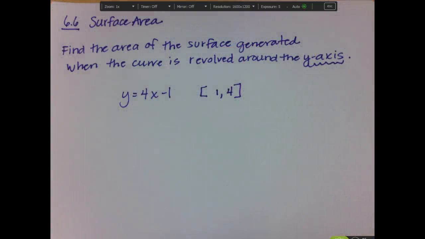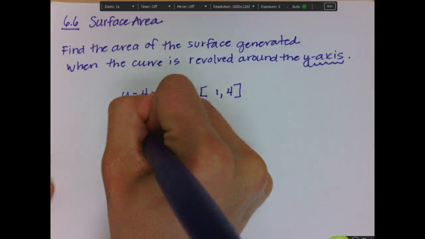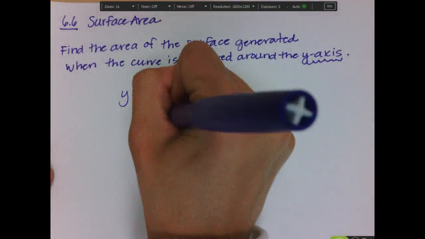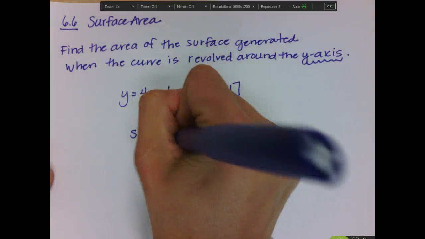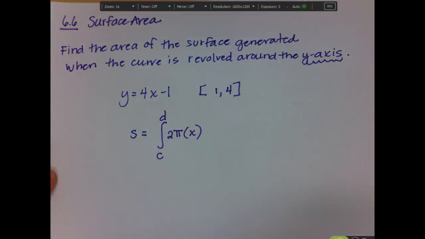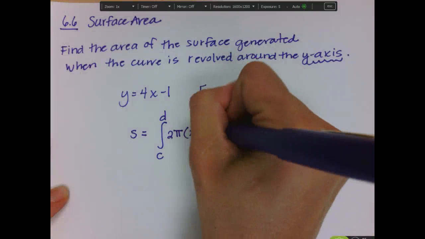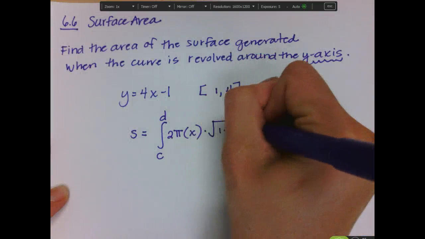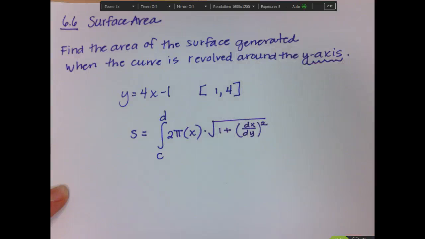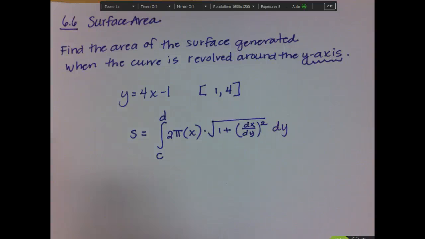So remember, the directions explicitly state that we should revolve this around the y-axis, which means that when we find our surface area, we're going to be integrating with respect to y. And so remember that the formula goes from c to d when we integrate, 2 pi times x, because we're integrating with respect to y, times the square root of 1 plus dx over dy quantity squared. And again, integrate with respect to y.